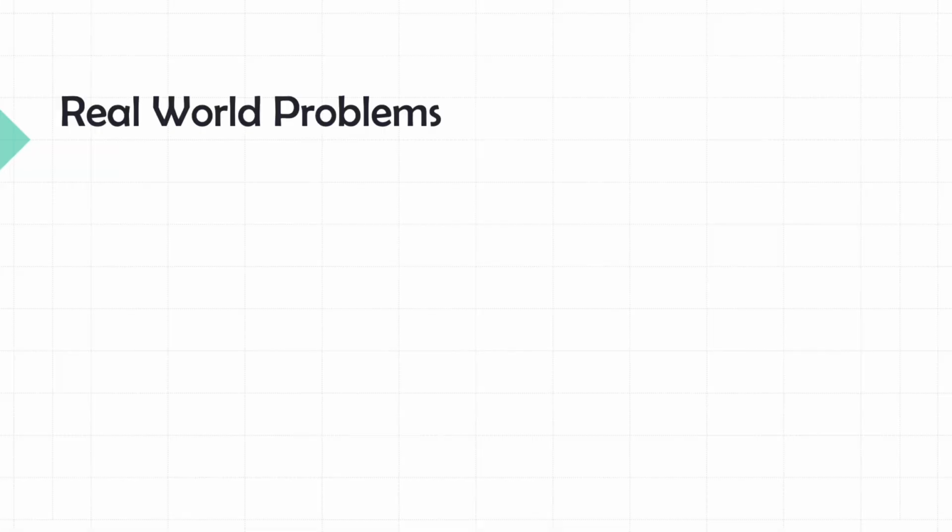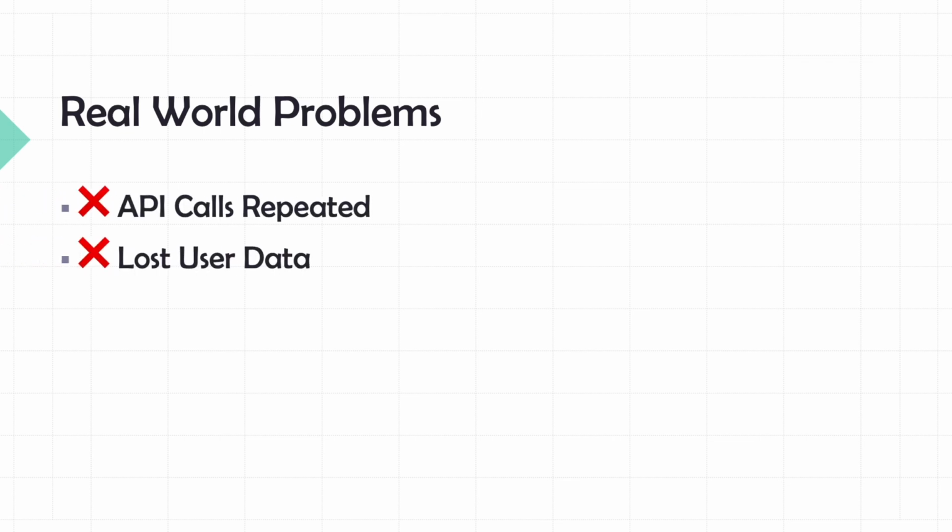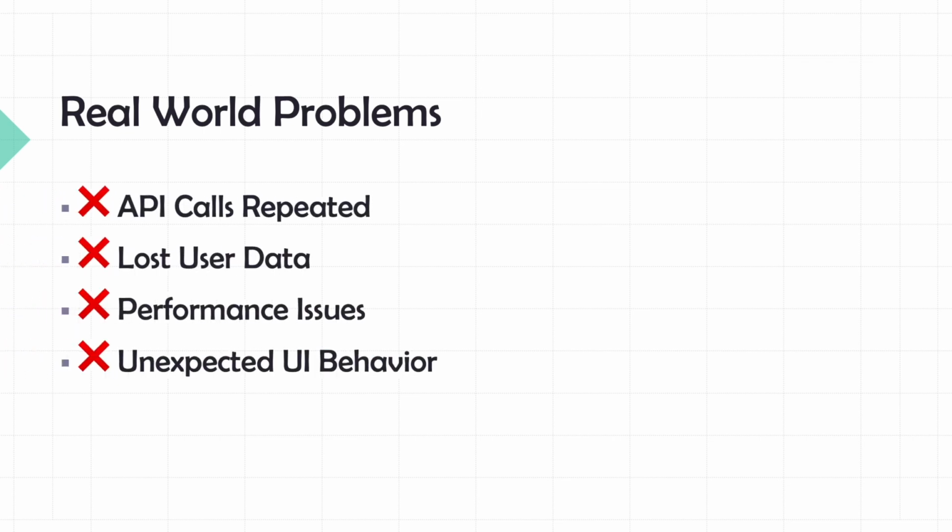In production apps, this causes real problems. Imagine your view model fetches user data from an API. Every time the view model is recreated, another network request is triggered. Or imagine a form screen. The user enters data, the view model gets recreated, and suddenly the form state is gone. These issues are frustrating because the code often looks correct, but the underlying lifecycle is wrong.